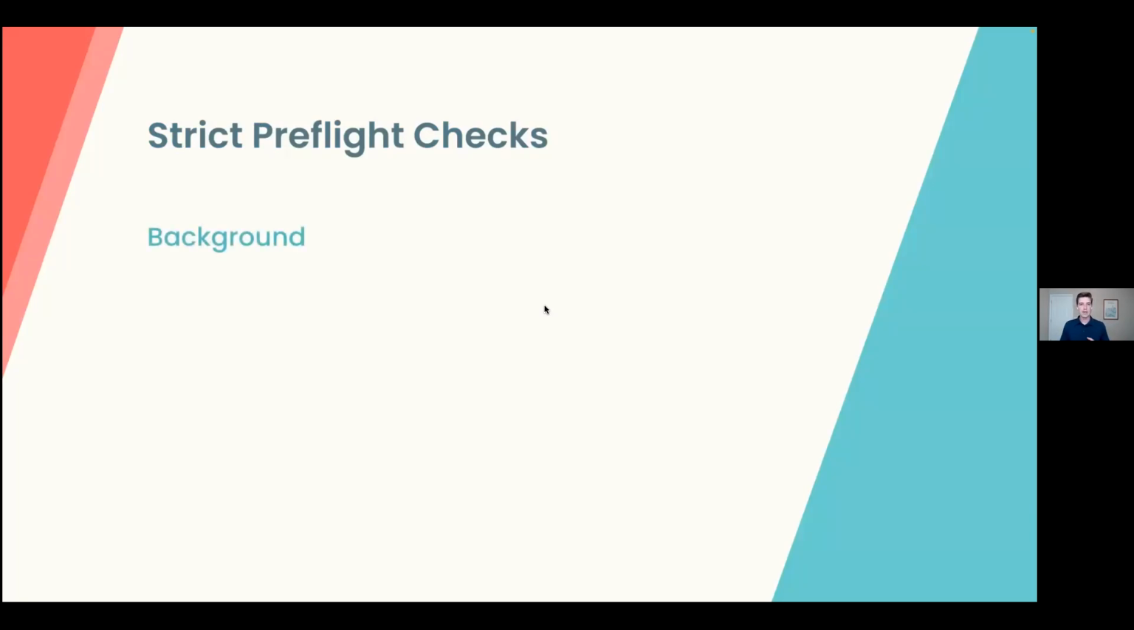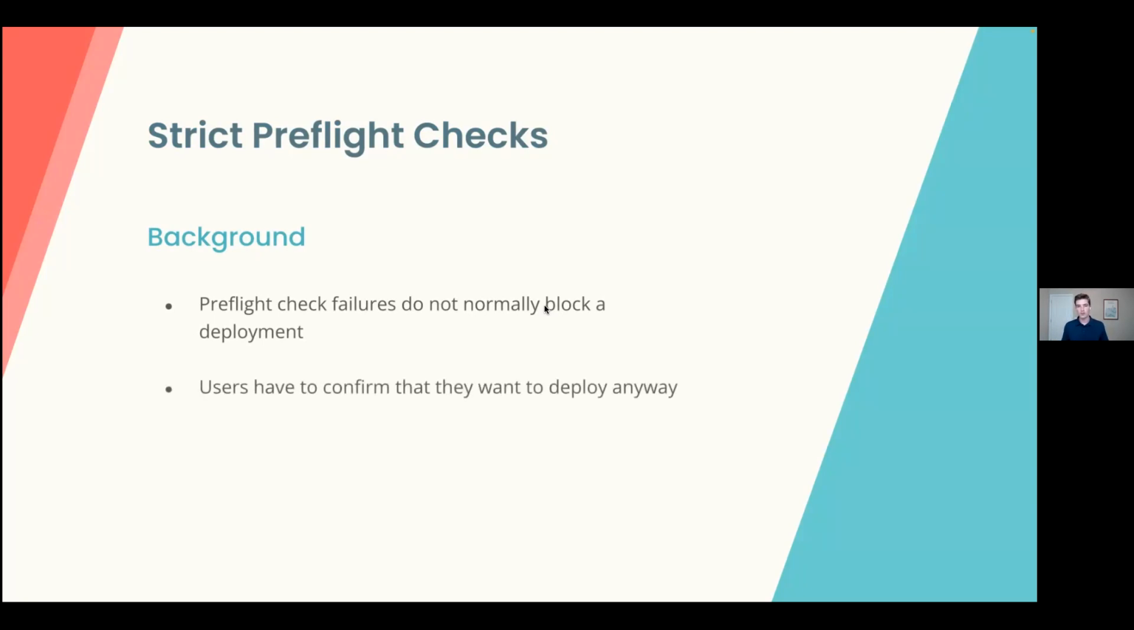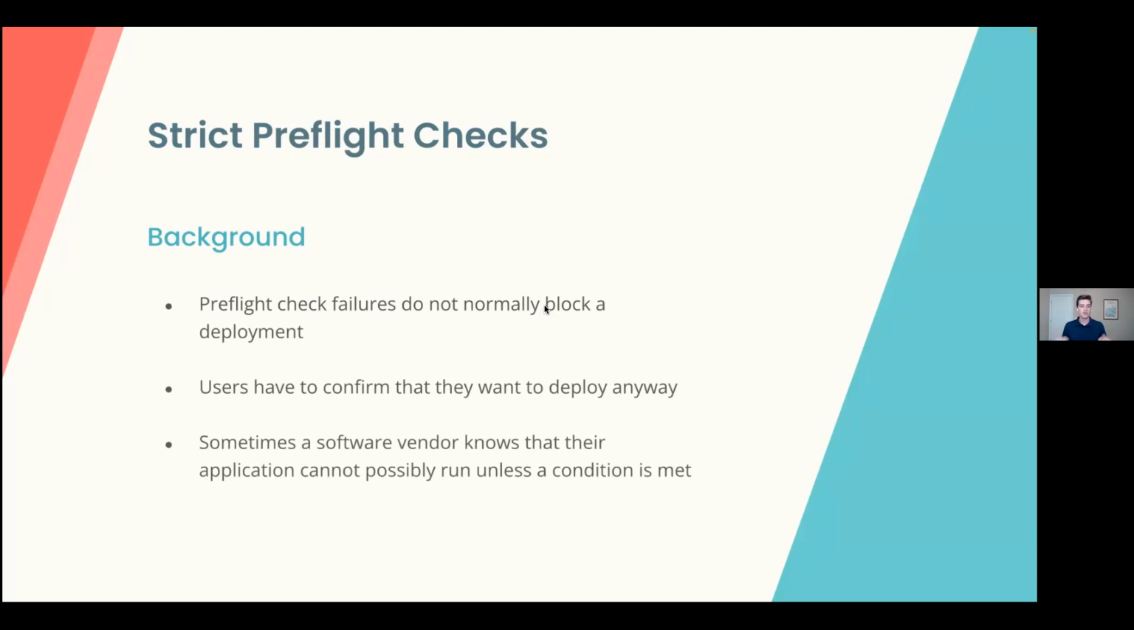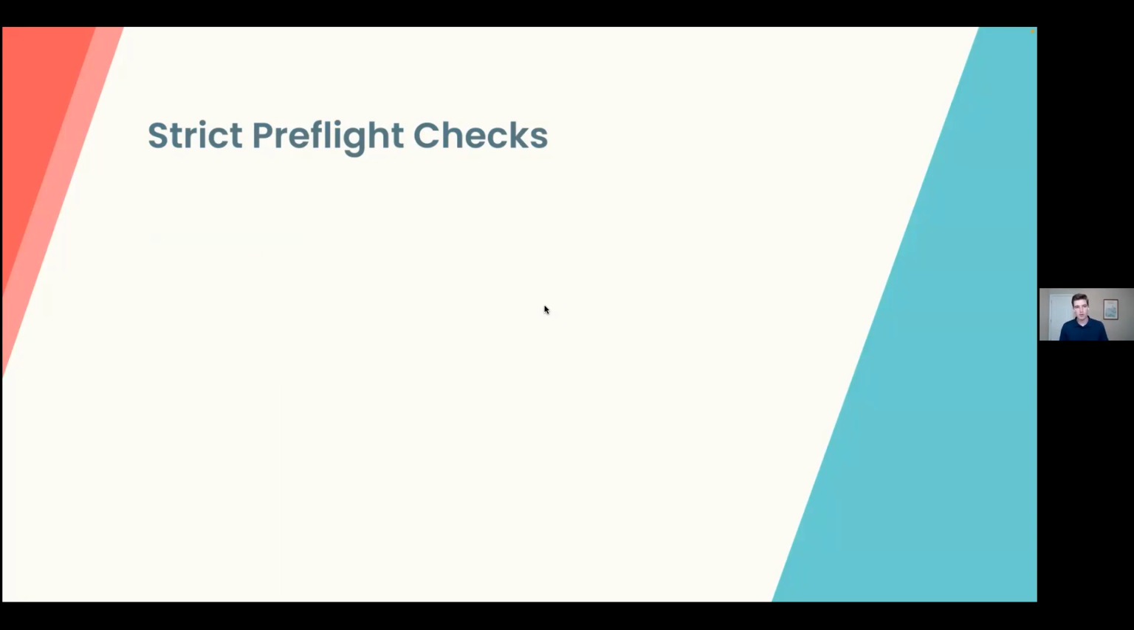And to provide a little bit of background on why this is necessary, pre-flight check failures don't normally block a deployment within the admin console. So users are encouraged to remediate that problem, and they have to confirm that they want to deploy anyway past a failure, but they're able to do that if they wish to. And so sometimes the software vendor just knows that their application can't possibly run unless a certain condition is met. And so they really want that condition to be blocking and required in order to proceed with the installation. And so that's what strict pre-flight checks were designed to do.